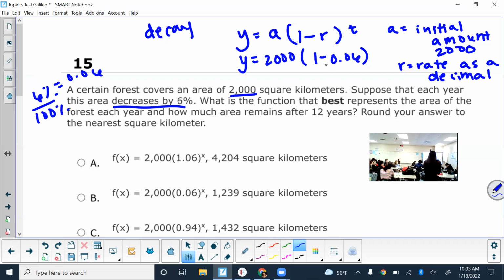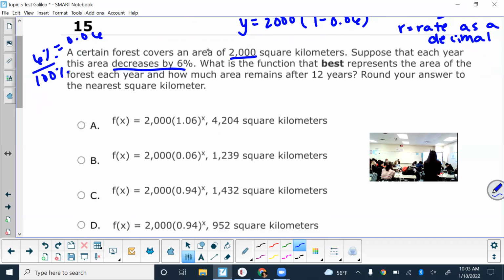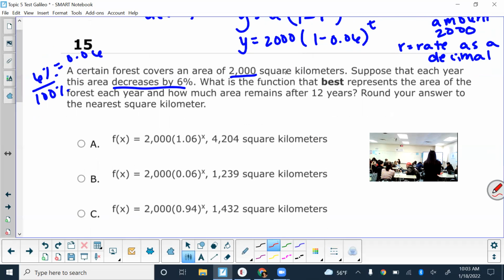So that can knock out some of these answers for me. But if you notice, none of them have 1 minus 0.06, because what did they do instead? In the parentheses, they already subtracted it out. So what's 1 minus 0.06? 0.94. And that's perfectly fine for them to do that. They just subtracted the 1 minus 0.06 already.